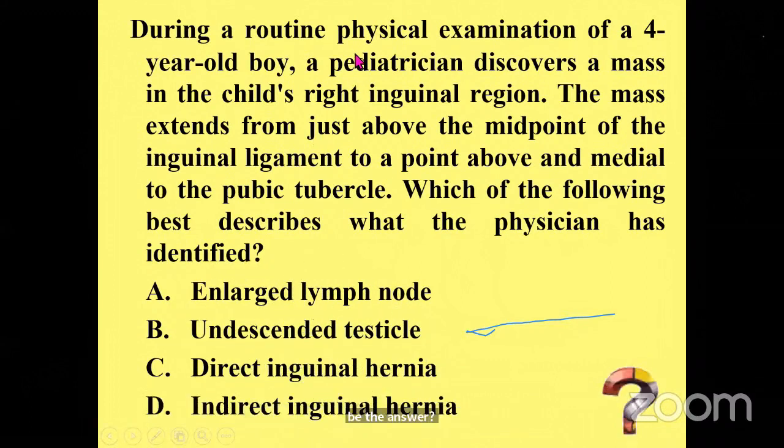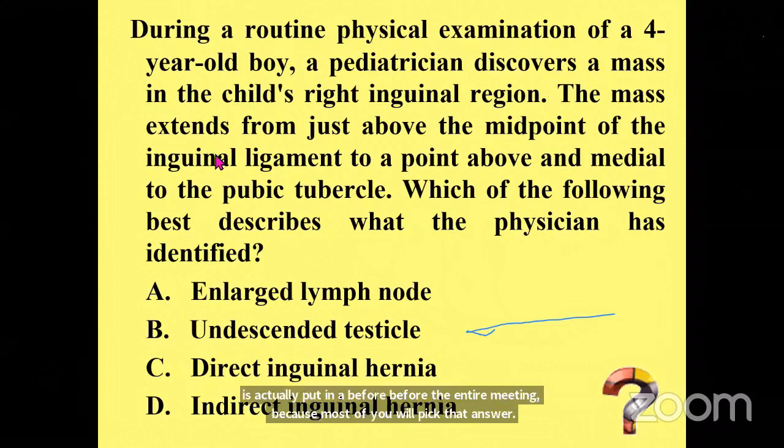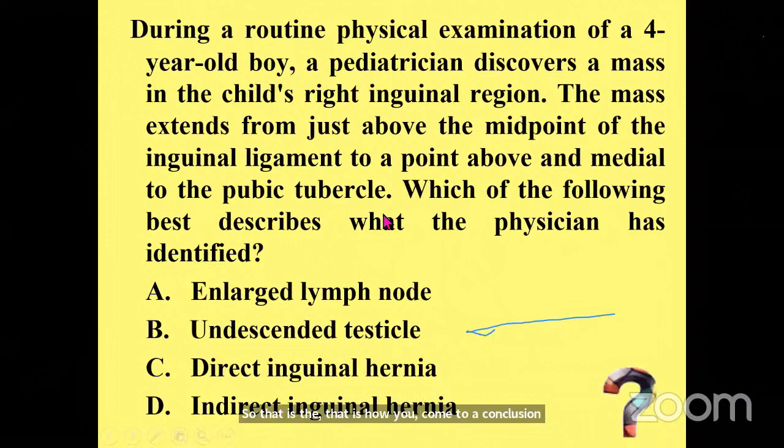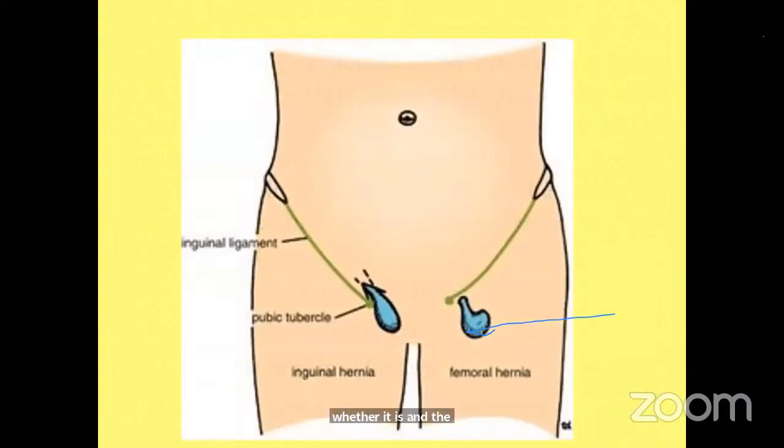The answer is indirect inguinal hernia. Undescended testis is actually put in before the indirect inguinal hernia, because most of you will pick that answer. Undescended testis usually won't present at this age, in a 4-year-old boy. So that is how you come to a conclusion whether it is undescended testis or indirect inguinal hernia. So let's see the position.